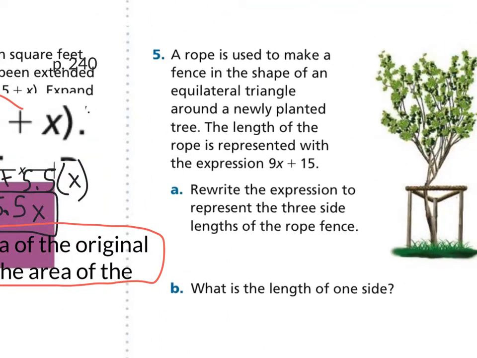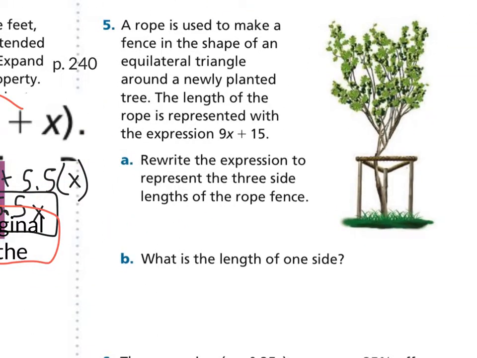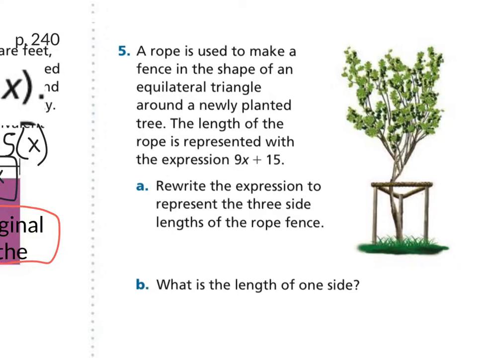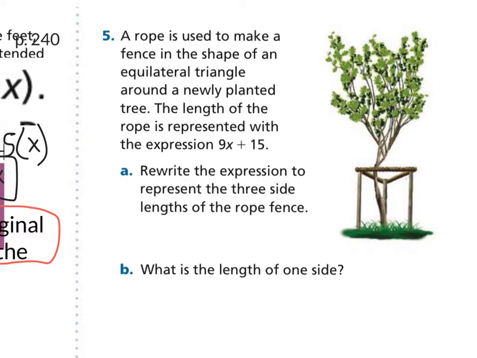So if we go over to number 5, a rope is used to make a fence in the shape of an equilateral triangle around a newly planted tree. The length of the rope is represented by the expression 9x plus 15.